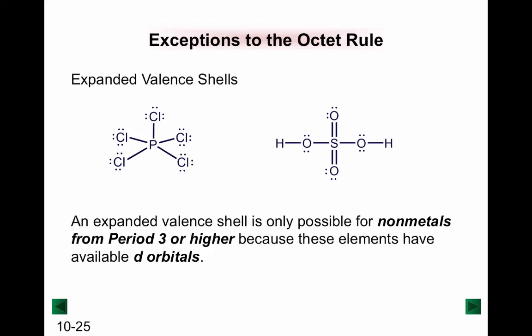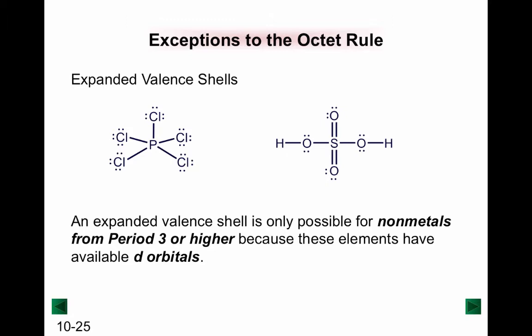We will never see an expanded octet for any element in period 2, and here is why this is the case. Remember, elements of period 2 have only the 2s and the 2p valence orbitals available for bonding. Since these orbitals can hold a maximum of 8 electrons, we never find more than an octet of electrons around period 2 elements. Elements in period 3 and beyond have the s, p, and d orbitals that can be used in bonding. The presence of the d orbitals allows period 3 elements and beyond to have an expanded octet.